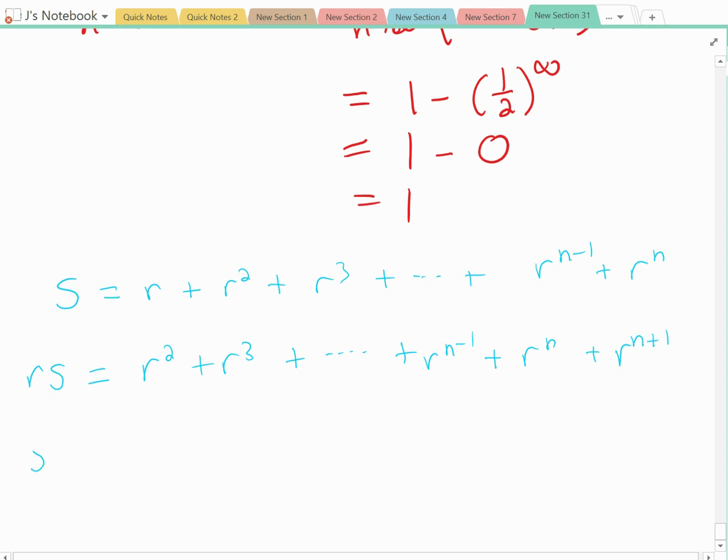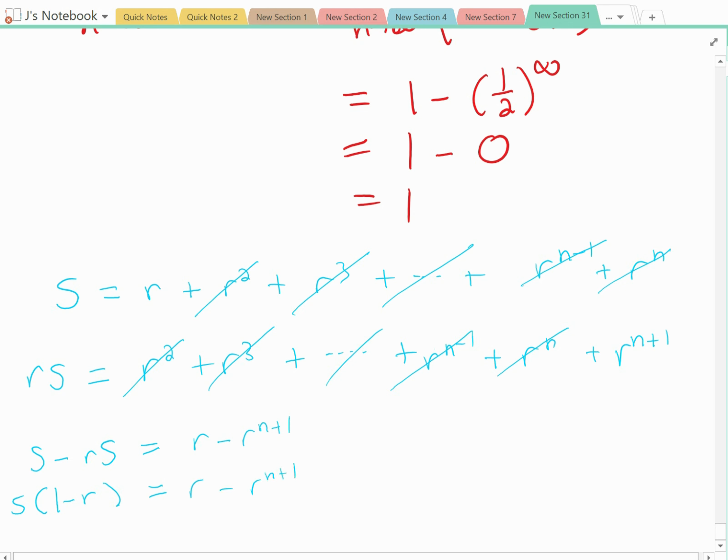Let's see, s minus r times s. We'd subtract. On the left, that would give us s times bracket 1 minus r. On the right, we would have r squared minus r squared, those cancel. R cubed minus r cubed, those cancel. R to the n minus 1 cancels r to the n minus 1. R to the n cancels r to the n. All the middle terms cancel with all the other middle terms, and we'll have r minus r to the n plus 1. And then you can divide both sides by 1 minus r, factor out an r from the top, and get that formula.